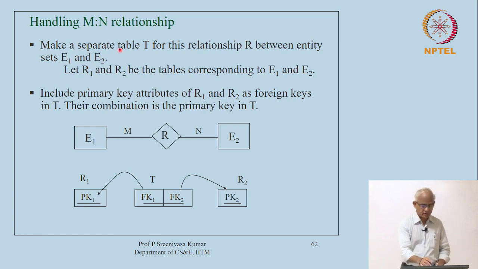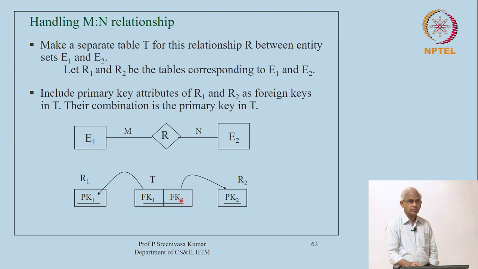Okay. So, make a separate table T for this relationship R between entities E1 and E2. Let us say E1 is mapped to R1, E2 is mapped to R2. So, in order to handle this many to many relationship, now introduce a third table, where you basically include the primary key attributes of R1 and the primary key attributes of R2 as foreign keys. Because this is what basically captures the association.